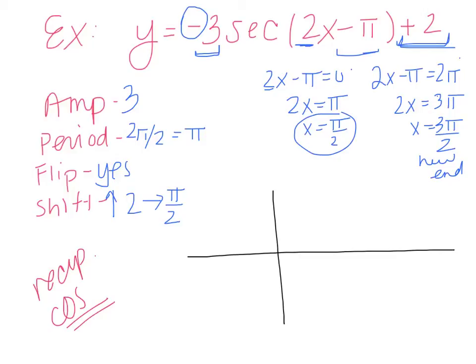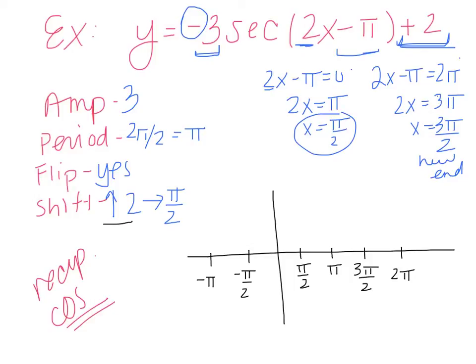So first I'm going to create my units. I'm starting at pi halves. So here's pi halves, here's pi, here's 3 pi halves, here's 2 pi. And let's go in the negative direction a little bit. Negative pi halves, negative pi.